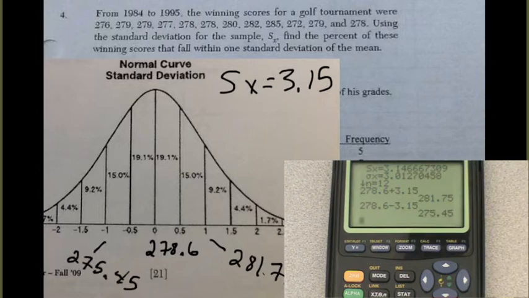So now you want to ask yourself, which of our numbers are between 275.45 and 281.75? So you'll notice up here that we have 1, 2, 3, 4, 5, 6, 7. 282 is not. 285 is not. 272 is not. 8 and 9. 1, 2, 3, 4, 5, 6, 7, 8, and 9. So that will be 9 out of 12, which if you divide that out actually gives you 75%.